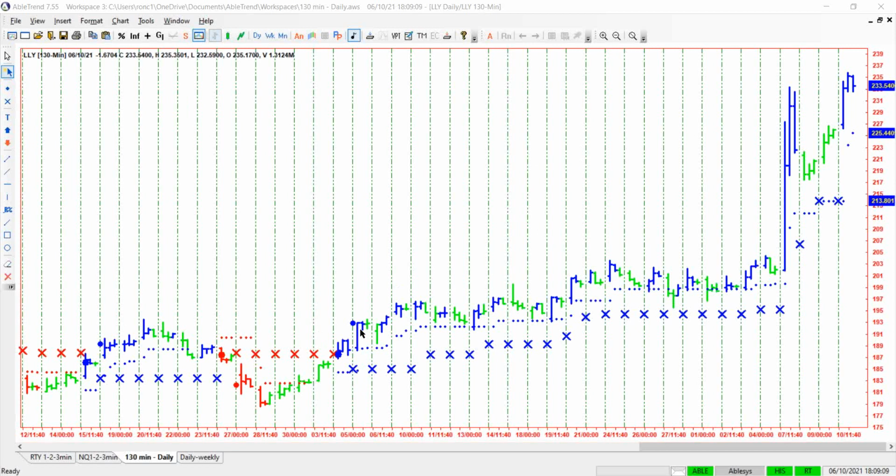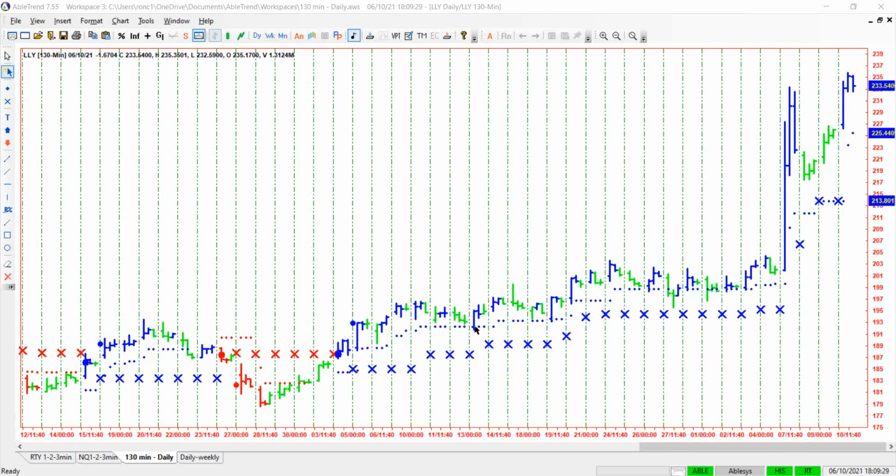That came in about a month ago. Still in this one here, from 195, you're at 233. So you got a real good one right there. And again, as long as you stay above the blue dots, you're safe.